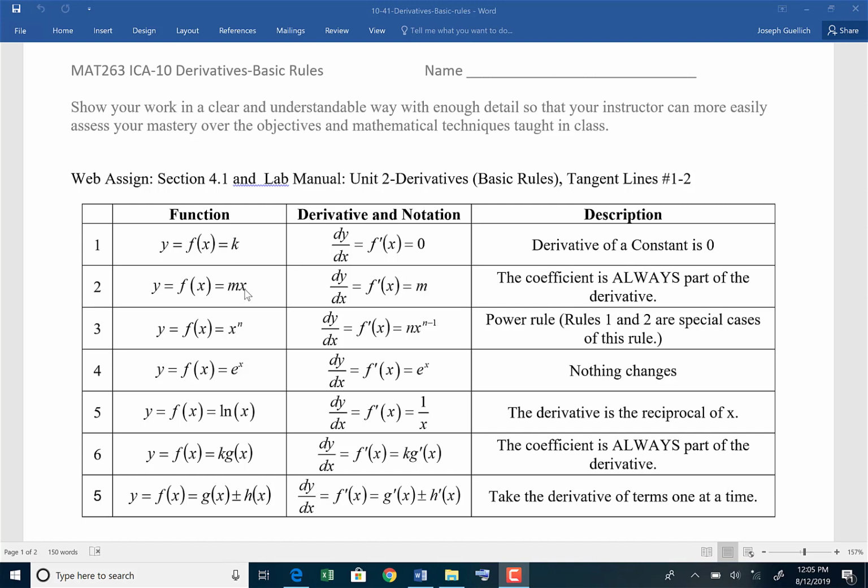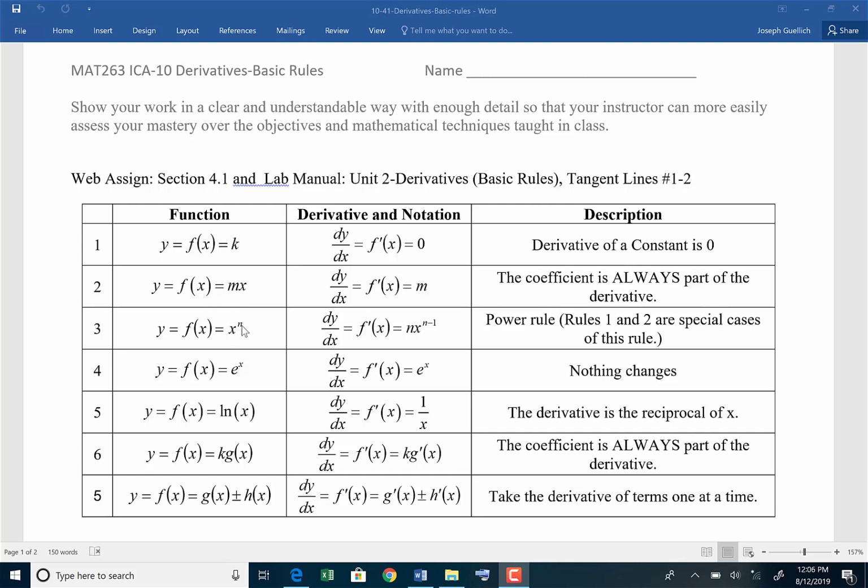The exponent for this x is 1. We don't write it. The coefficient, little m, is just some number. And when we take its derivative, it's just the coefficient. And the big takeaway for that is that anytime you have a coefficient, it's always going to be a part of the derivative. That coefficient does not go away.